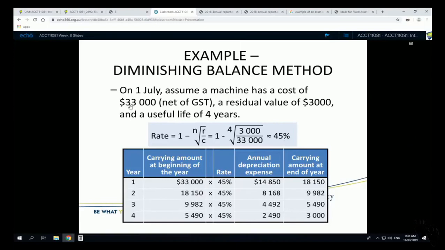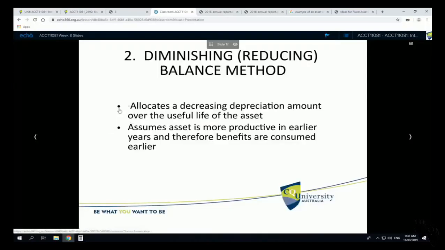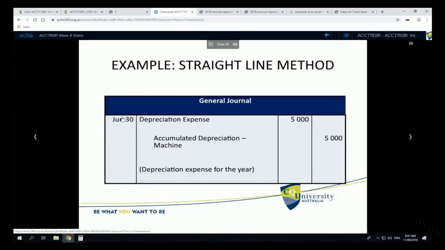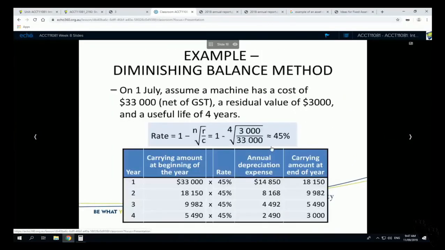So again, we don't include GST on our assets, on our property, plant, equipment. So anything we do is the cost net of GST. That's what we're referring to. So you're just applying that percentage to the cost. Don't take off the residual value again for this method. So you do take off the residual value for straight line and units of production. You don't in diminishing value or reducing balance because it's already been taken into account in deriving that percentage. So it's an important point I wanted to mention.